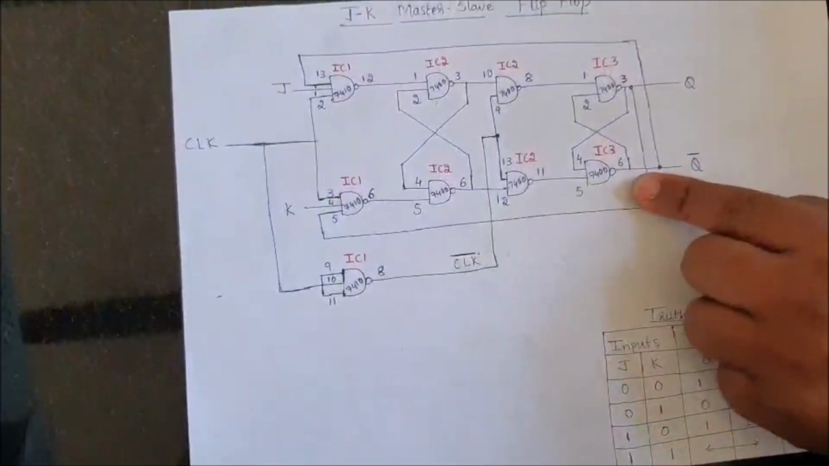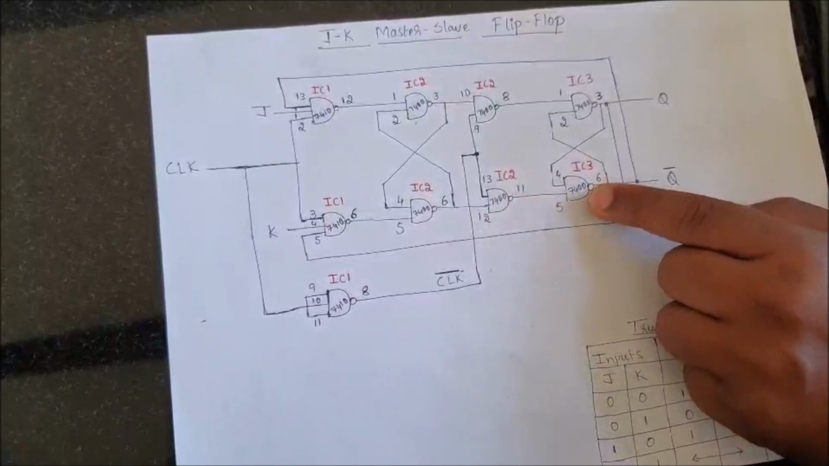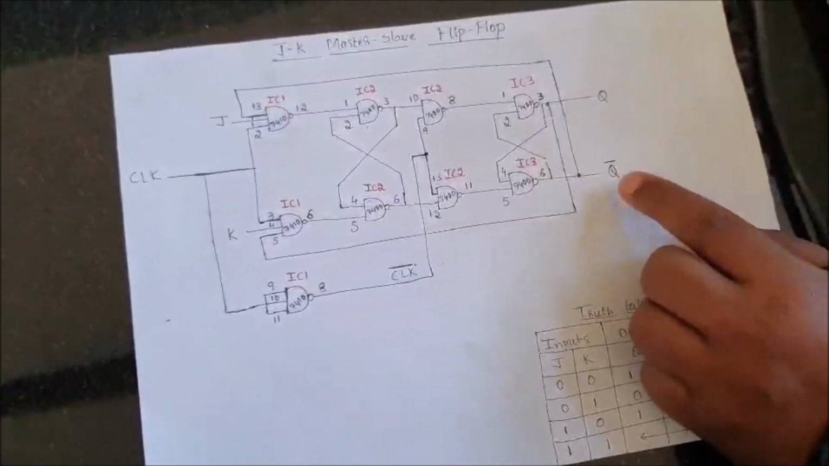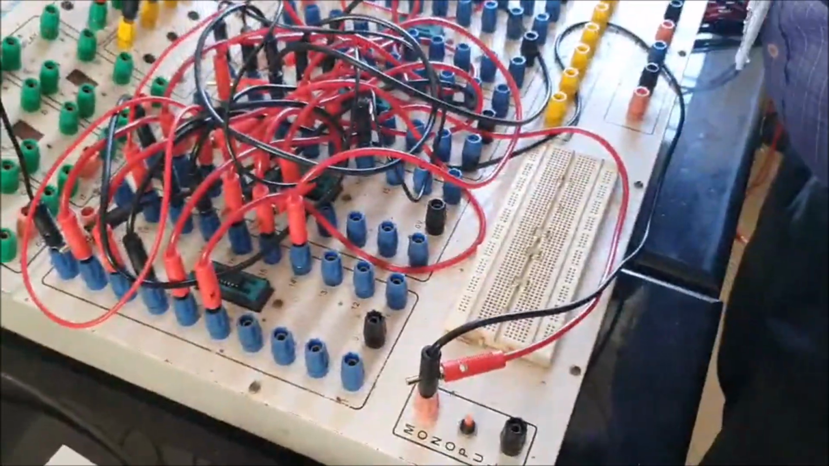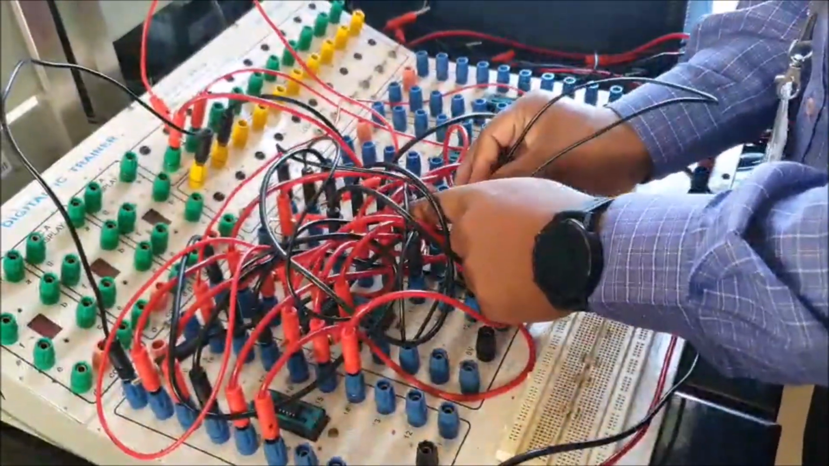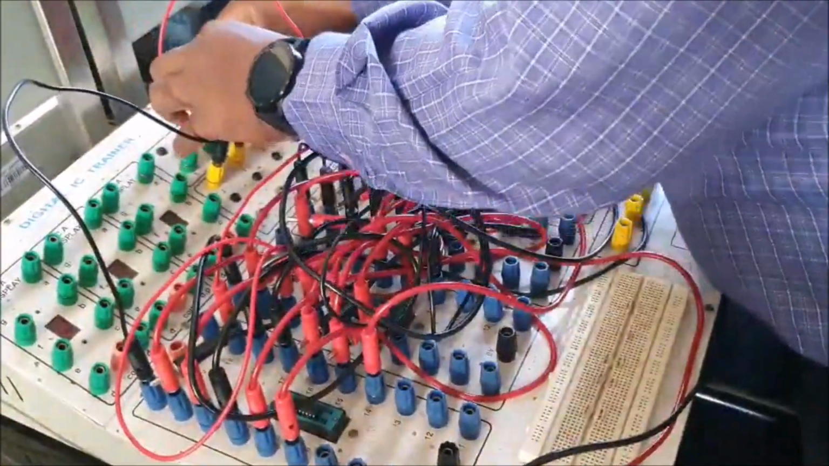that is Q. And next I will take up another patch cord where one end of the patch cord should be connected to the 6th pin of IC3, another end is connected to Q bar, where Q bar is the second output. See here, I will take up one patch cord here, I will connect this to the 6th pin, another end is connected to the Q bar.